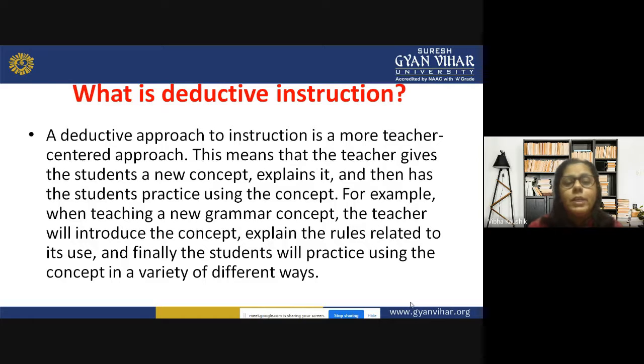For example, when teaching a new grammar concept, a teacher has decided that he will teach a new grammar concept to the students.